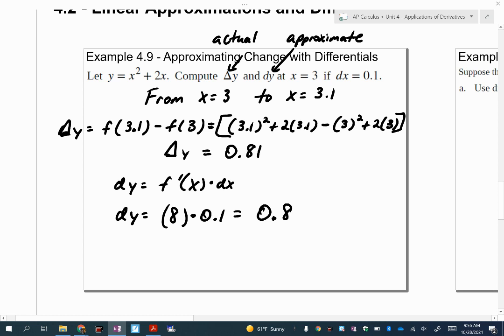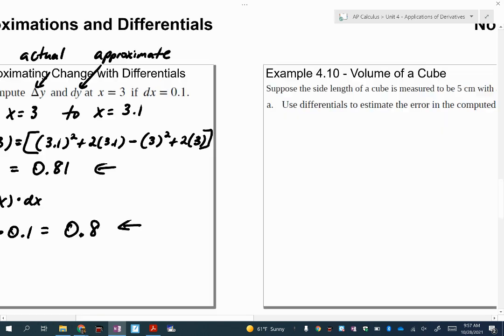So you can see that the approximate change in your y to the actual change in y is pretty close. All right, so that's essentially what we're doing when we use the differentials.